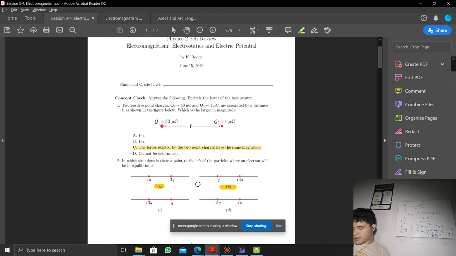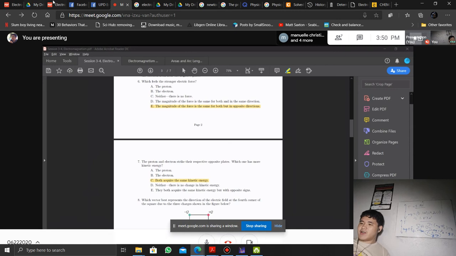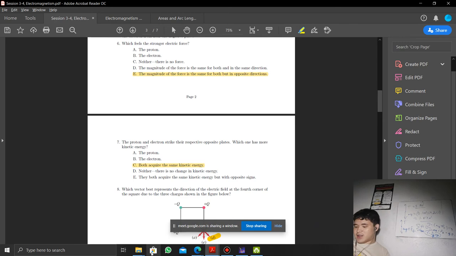Okay. Diba, potential energy is equal to Q delta V, tama? Right? Tapos, siyempre, ito, ang sagot, letter E. They acquired the same kinetic energy, pero opposite sign, no? Ay, wait. Hindi, kasi hindi pwede to. Kasi scalar naman ang energy, no? So, you don't really care about the sign. So, dapat letter C. Both acquire the same kinetic energy. Kasi, potential energy is Q delta V. Tapos, syempre, conservation of energy, they should gain the same kinetic energy at the end, no? Okay. Sige.